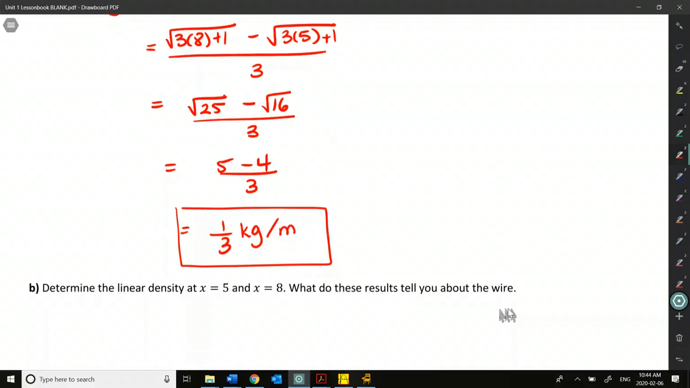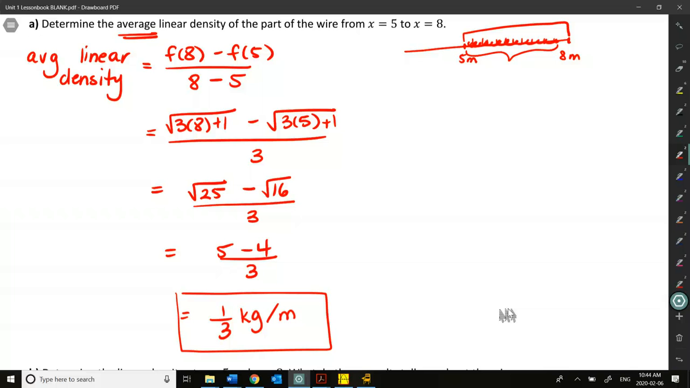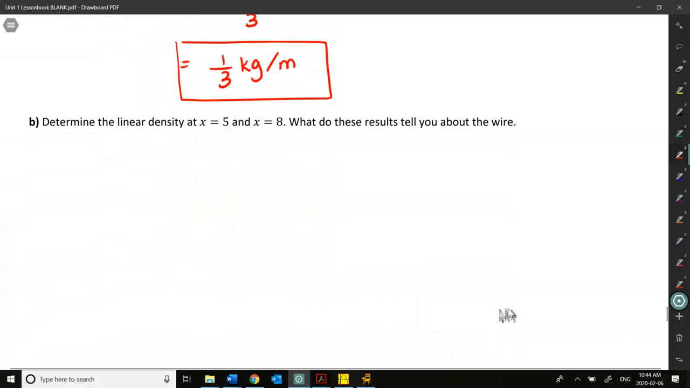Okay, so to determine the linear density at an instantaneous distance, like 5 or exactly at 8, we're going to use the derivative, right? Because derivatives give us instantaneous rates at an exact point. Average is more like just the change in y over the change in x over an interval. So I'm going to take the linear density function.